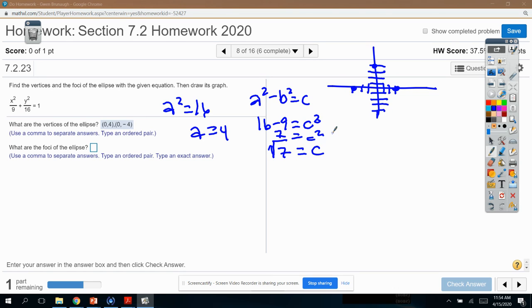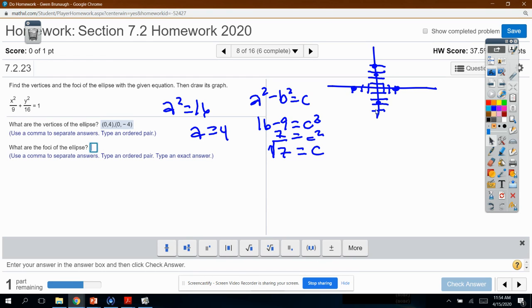Square root of 7 is about 2.6 if I'm graphing it, which they didn't ask me to yet, but that's where they'll be. And they're on the long axis, so it's going to be like the vertices, but they want the square root of 7 this time. What am I doing? What?